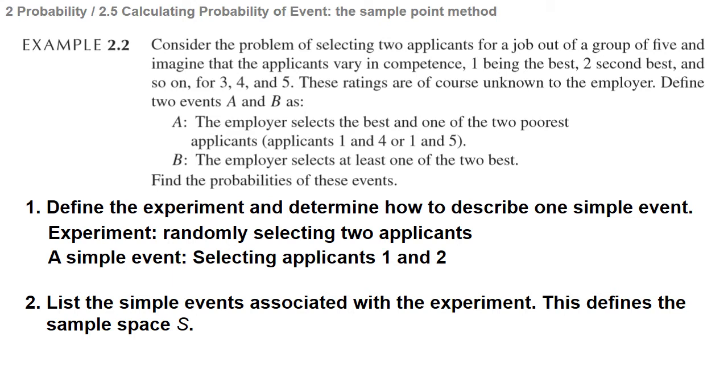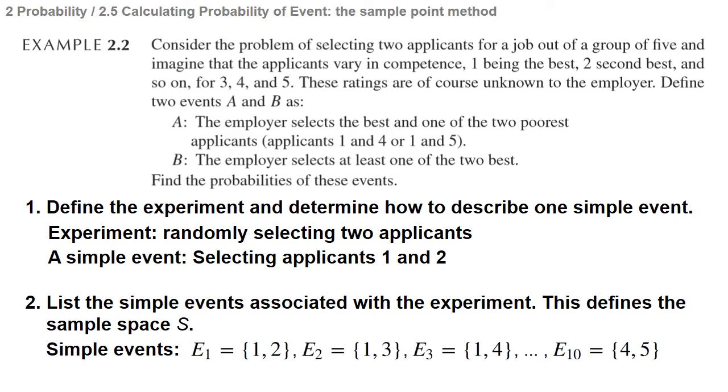And in step 2, we want to list all the simple events associated with the experiment so that we can define the sample space S. So we define all the possible cases. We list all simple events. E1 is selecting applicants 1 and 2. E2 would be selecting applicants 1 and 3, then 1 and 4, 1 and 5, 2 and 3, 2 and 4, 2 and 5, 3 and 4, 3 and 5, and 4 and 5.